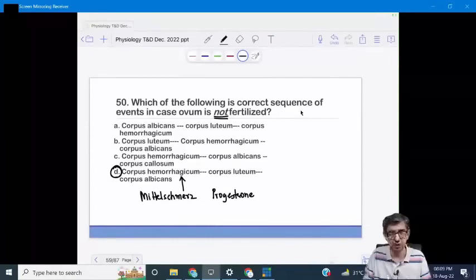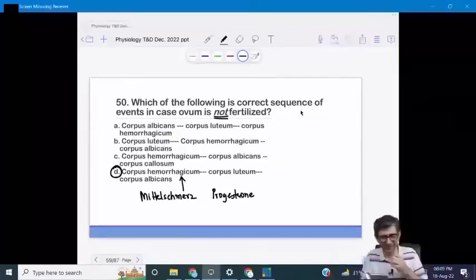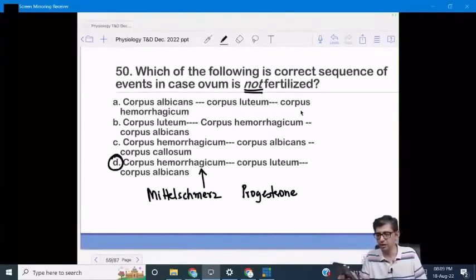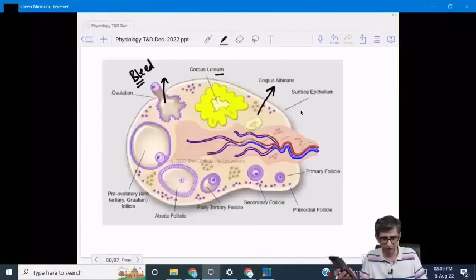Yes, corpus callosum is in the brain. Fine. Answer to question number 40. Answer to question number 50 is option number D. The number of people commenting in the chat has decreased, so I think you guys can continue with the focus with respect to the remaining questions also.